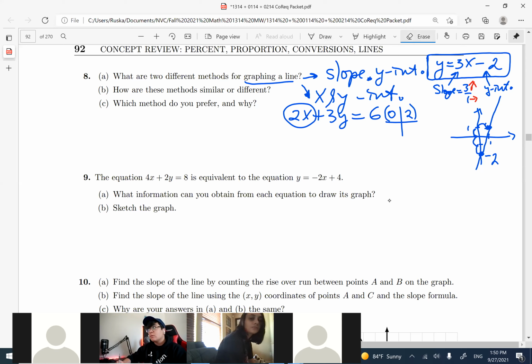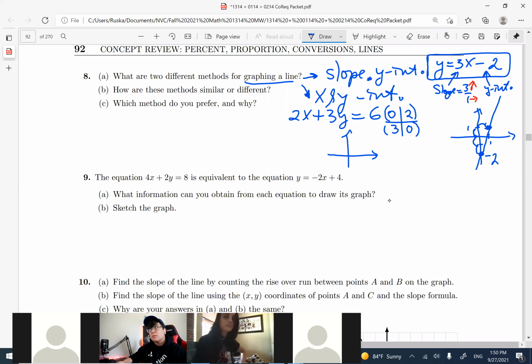Then after that, you put 0 for y and plug it in again. So when I put 0 for y, this is 0 now, and I have 2x equals 6. I'm going to divide by 2, so x is 3. Those are the 2 points I'm going to graph: 0, 2 and 3, 0. Those 2 points are the y-intercept and the x-intercept. So I have 0, 2, that's the y-intercept, and the other one is 3, 0. Just connect the 2 points, and that's my graph.